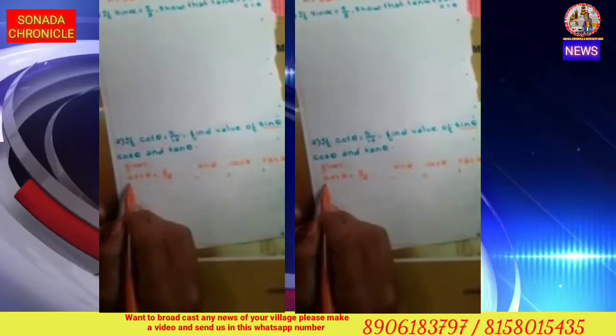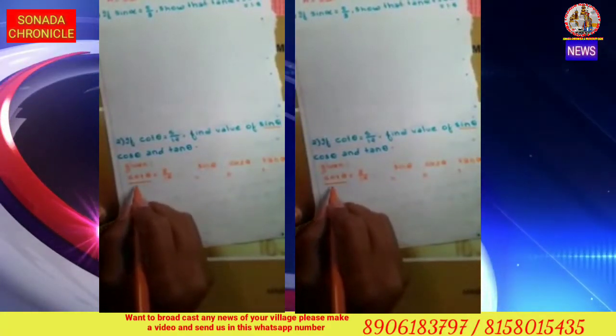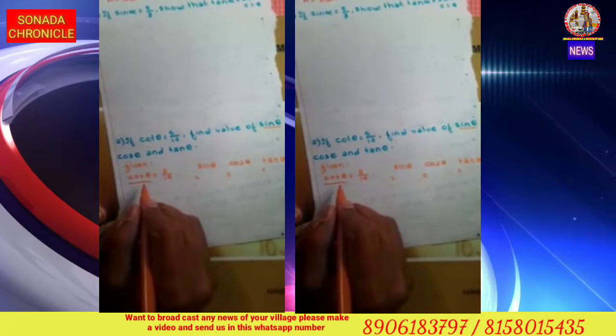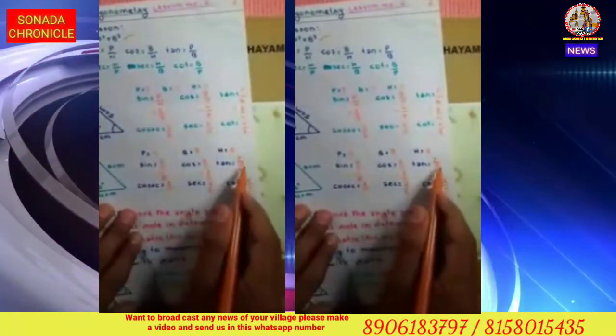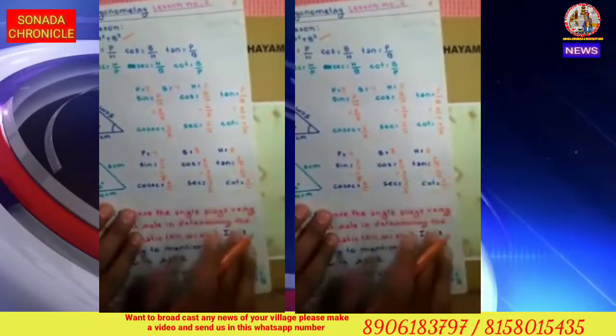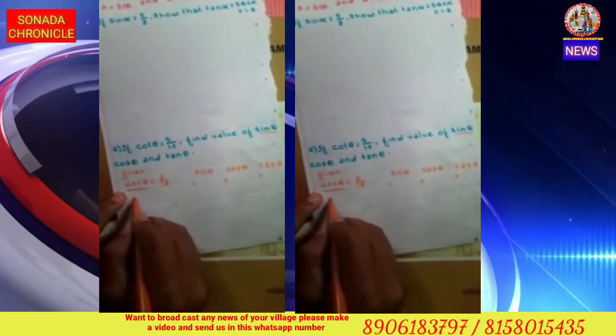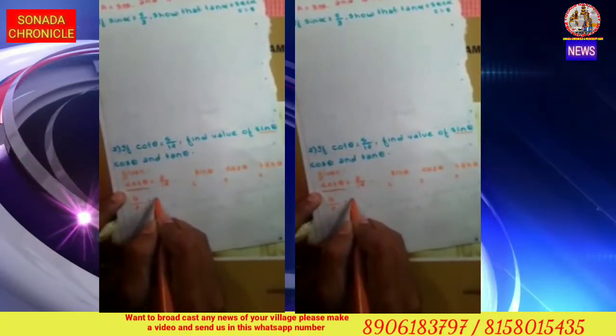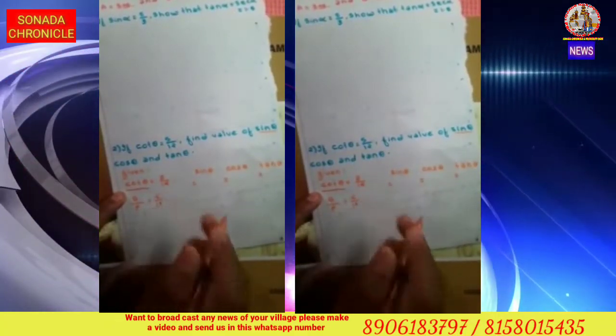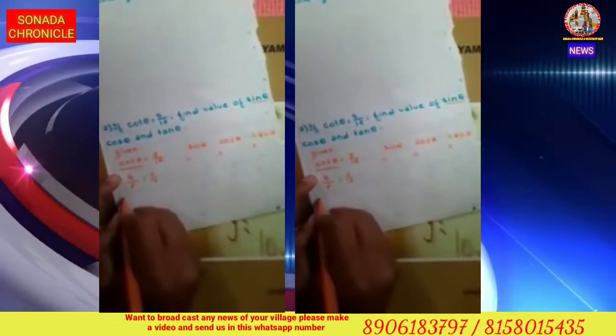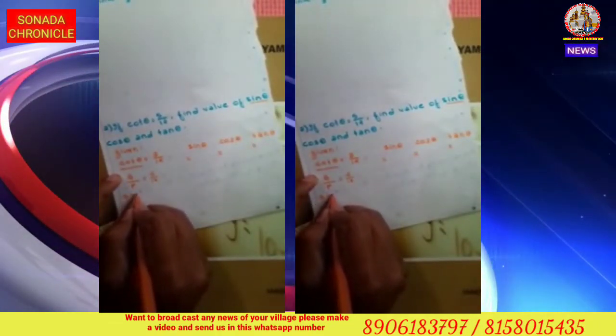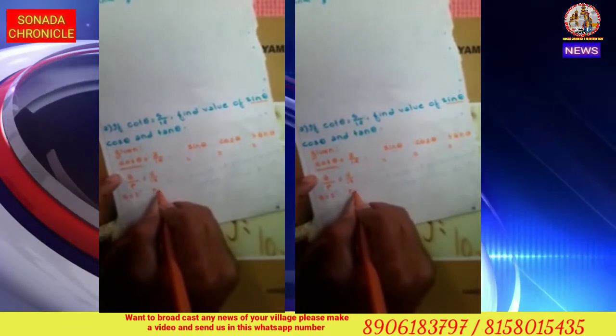So what is our cot theta first? Cot is the opposite of what? Tan. If you look here, tan is p by b and cot is the opposite of it, so it will be b by p. Cot theta is b by p, which is equal to 5 by 12. And from here b will be equal to 5 and p will be equal to 12.